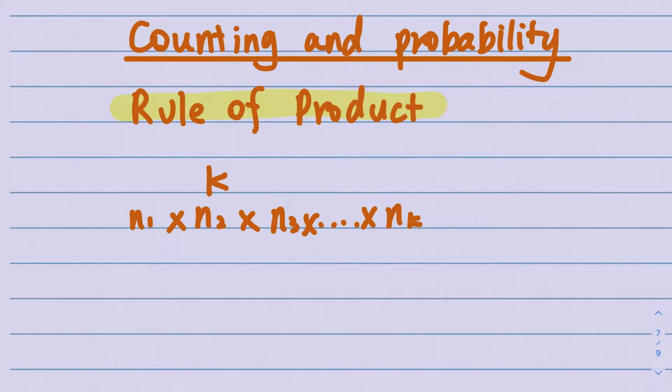So let's say capital N is the total number of possible results for completing the task.